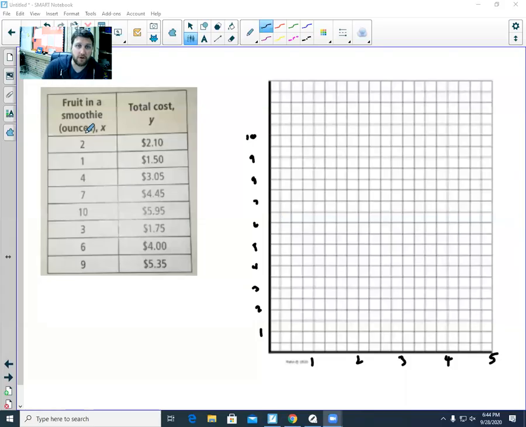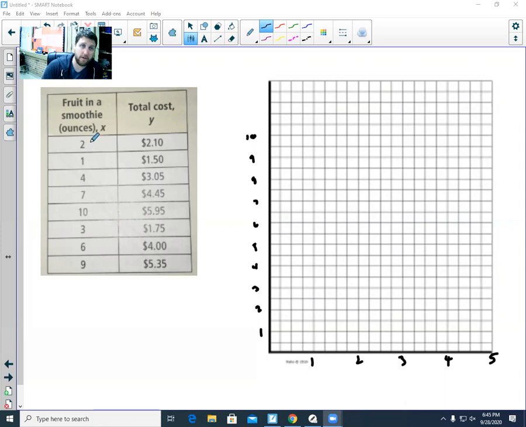So this side will show you the amount that you've used in ounces, and this side shows you how much you can charge for them. So the question says, does the data show a linear relationship? If so, write an equation of the line of fit and use it to estimate the total cost of a smoothie that is made using 8 ounces of fruit.